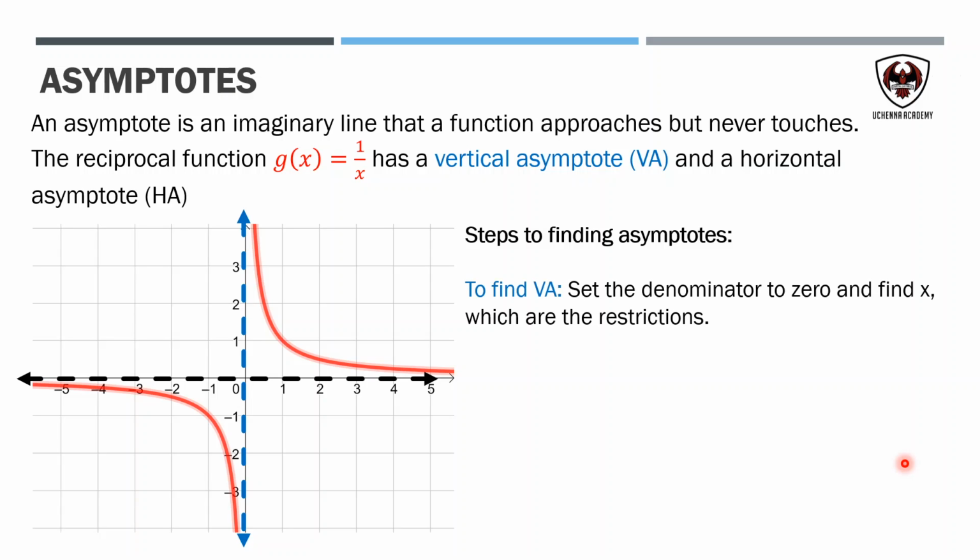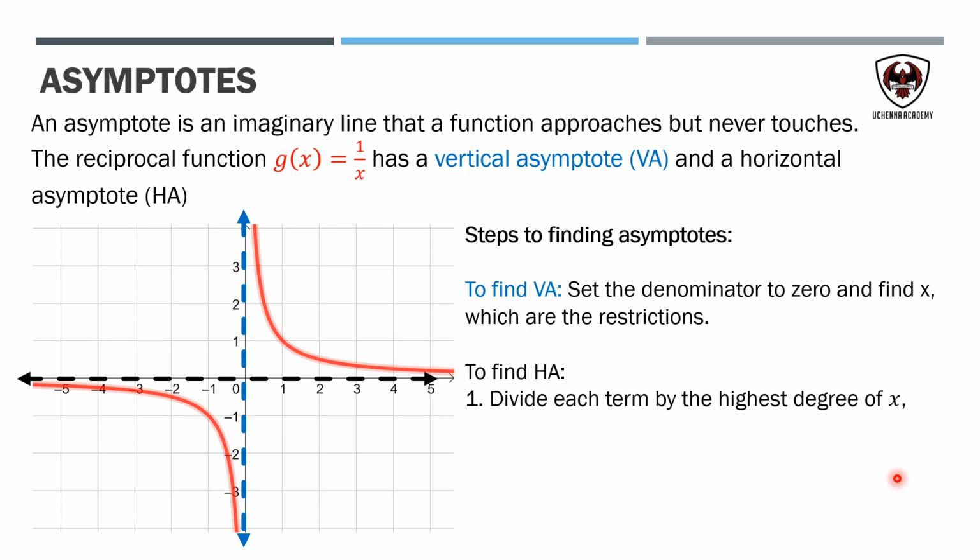Remember, vertical asymptote is synonymous to a restriction from the denominator of a rational function. So to find the vertical asymptote, you always do the same thing. Set the denominator to 0 and find x. These are, again, your restrictions as well.